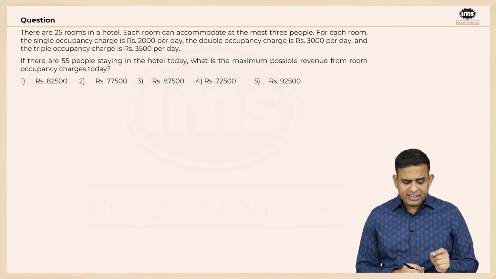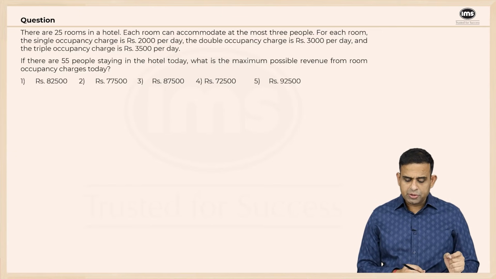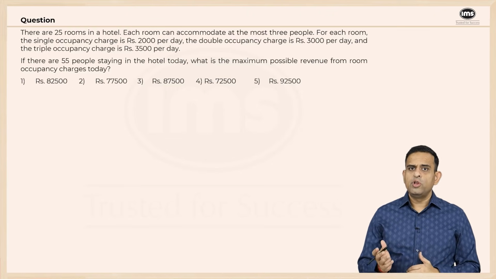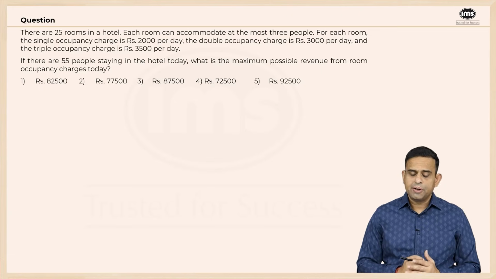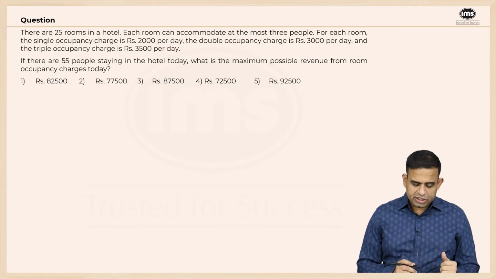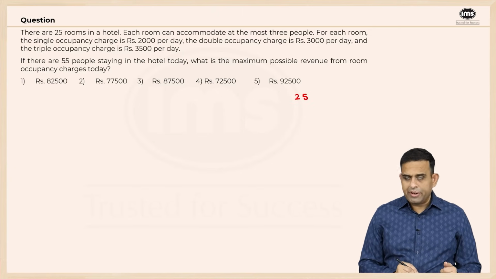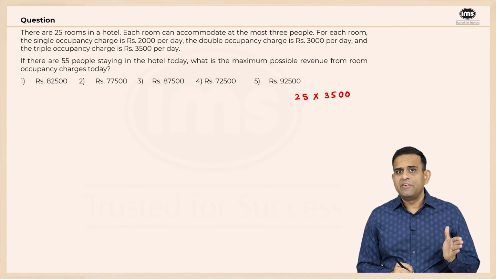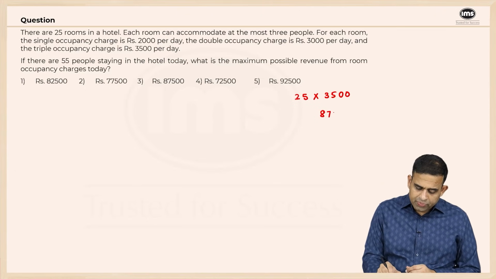day. Then they are saying, if there are 55 people staying in the hotel today, what is the maximum possible revenue from the room occupancy charge today? Now understand, the highest revenue one can get is from the triple occupancy charge, which is 3500 per day. So a layman approach in this context would be to say all rooms are triple occupancy. In that case, the revenue earned could be 25 into 3500. And this will give you 75,000 plus 12,500, giving you 87,500.